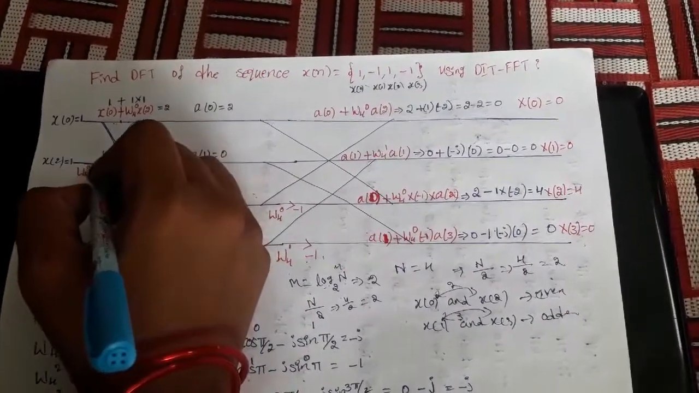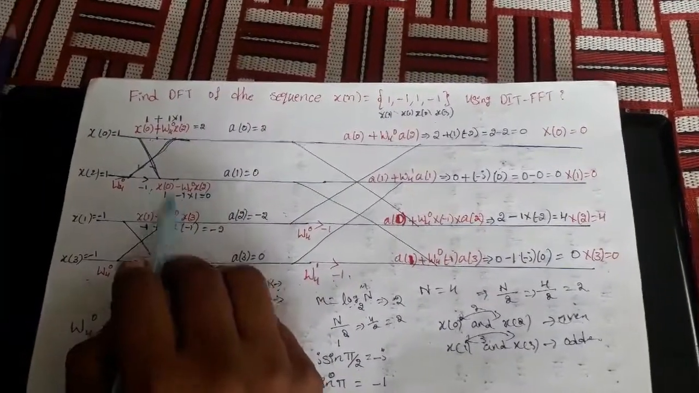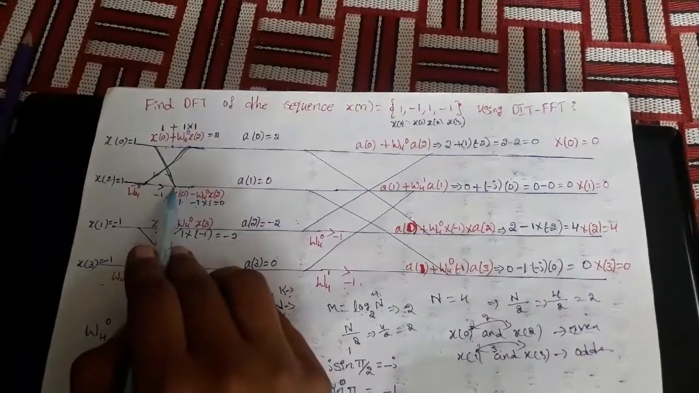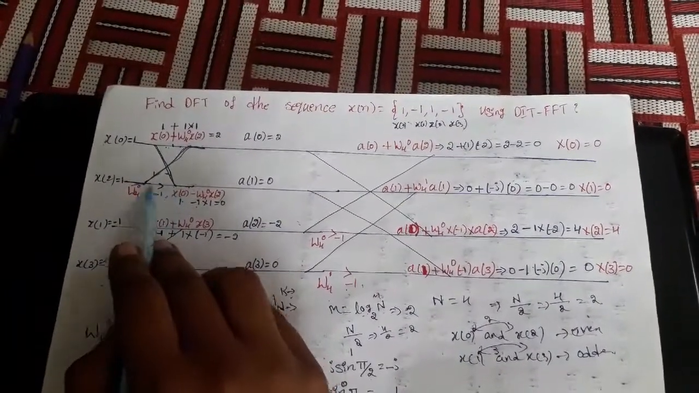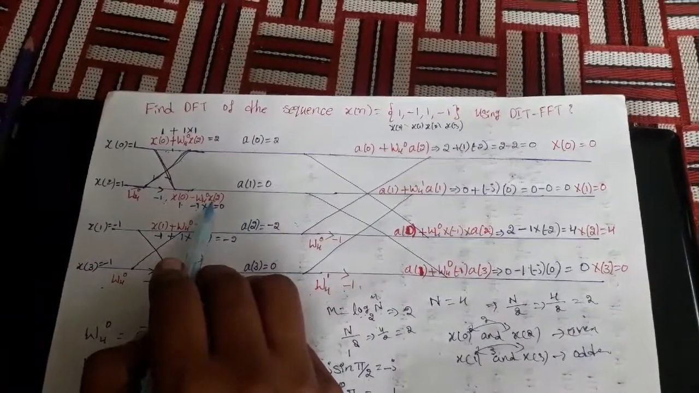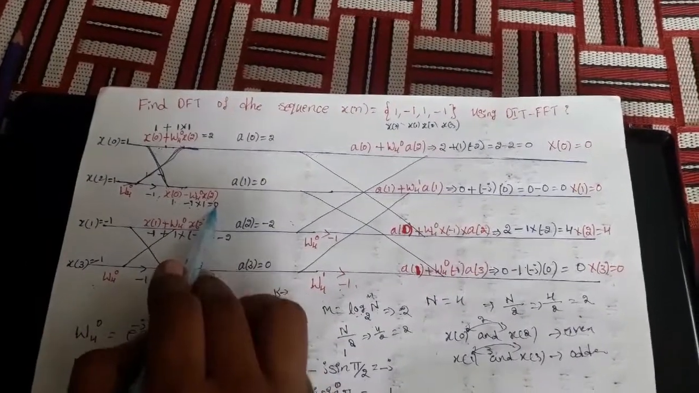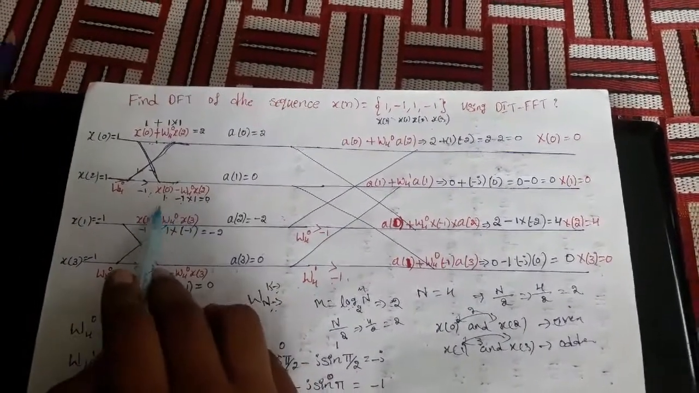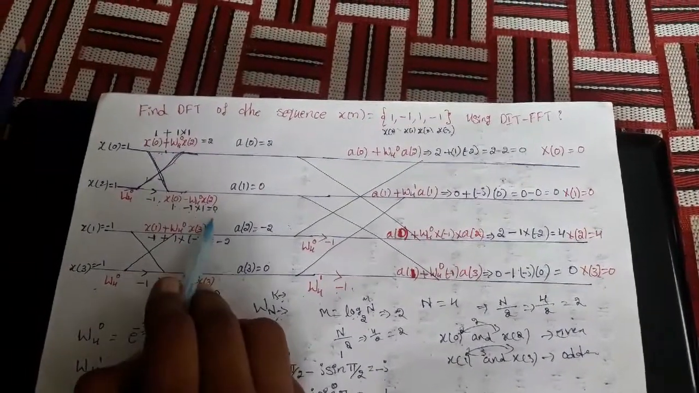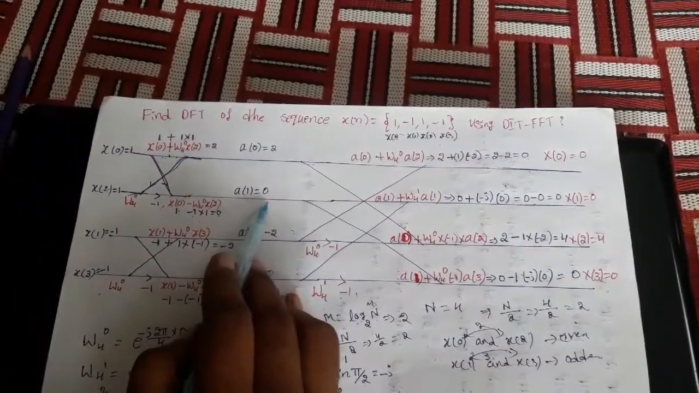this. Okay, so here x of 0 minus, why? Because here the terminal comes after this. So here x of 0 minus W4 to the power of 0 x of 2. So totally 1 minus 1 into 1. Totally the value is 0. That can be represented as a of 1 equals 0.